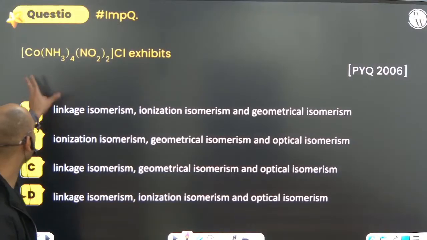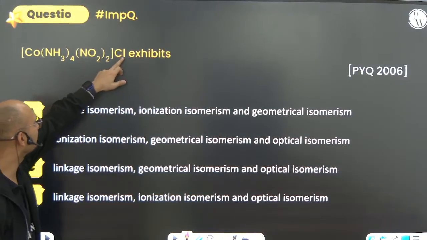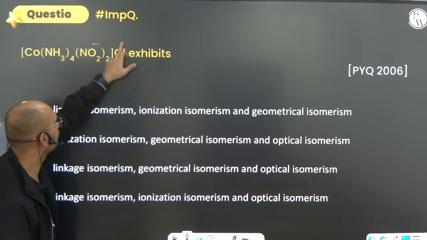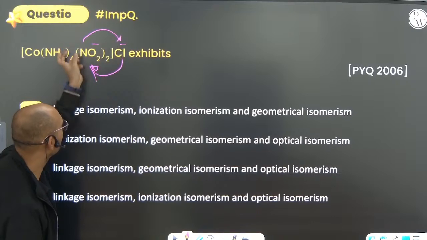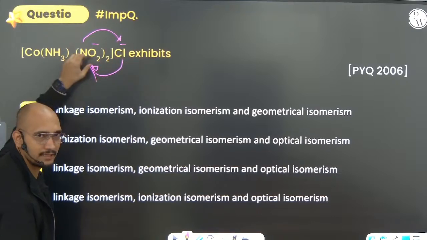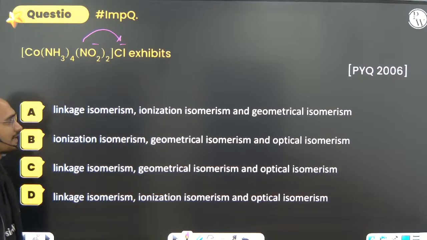The next complex exhibits... Acha, can you see what may happen? Because nitrite has 1 negative, chloride has 1 negative, and both of them are very good ligands, so they can exchange their places. One nitrite can go outside, one chloride can come inside. So इसे आप क्या बोलते हो? इसे you can say that ionization isomerism.